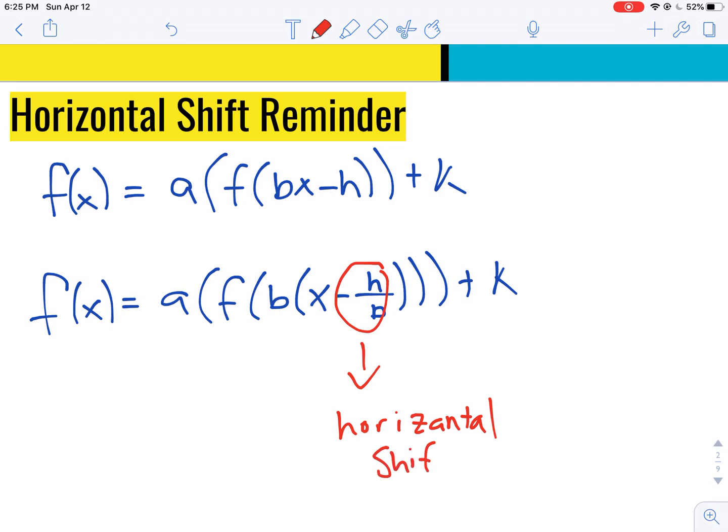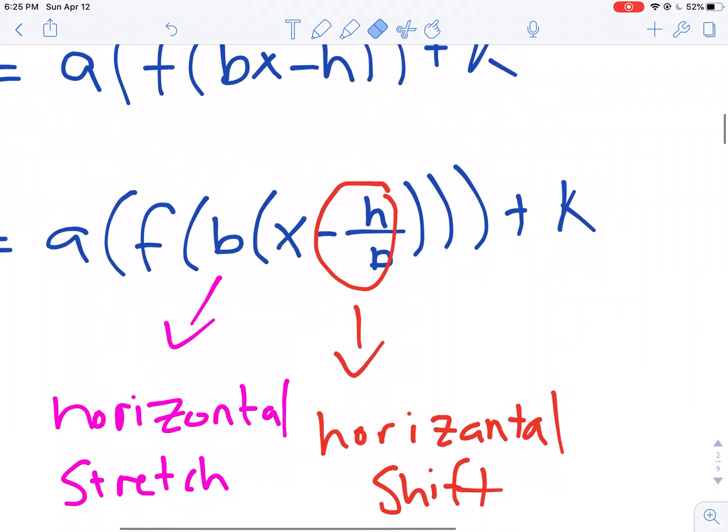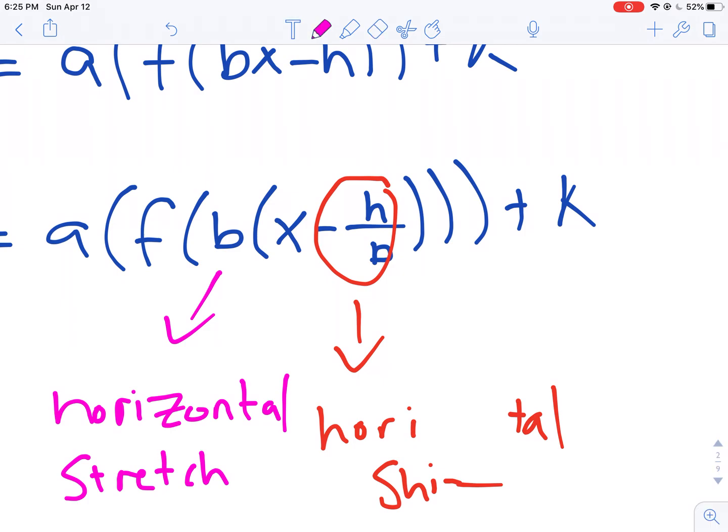So you hadn't seen horizontal stretch factors, which is this b value here, until this year. And because of that, we needed to learn the fact that it had to be factored out in order to find our horizontal shift. That if we didn't factor that out, we would be looking at an incorrect shift value.